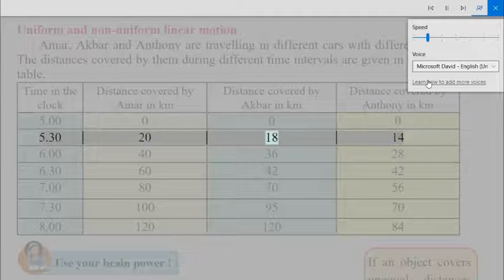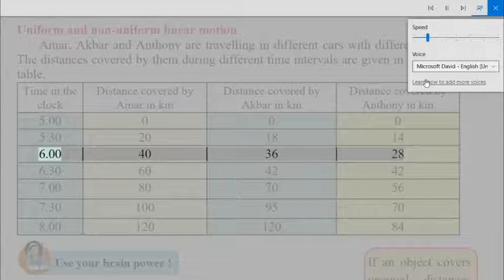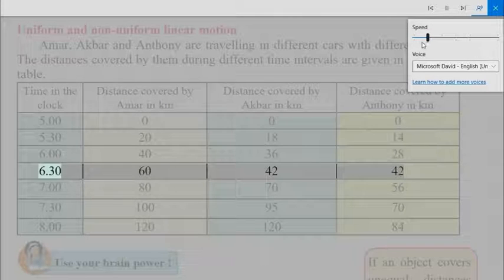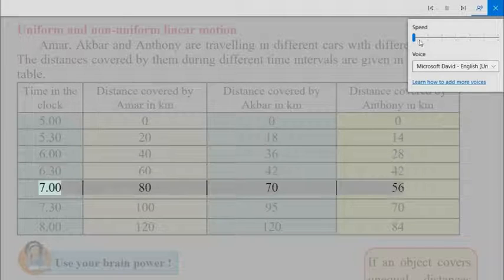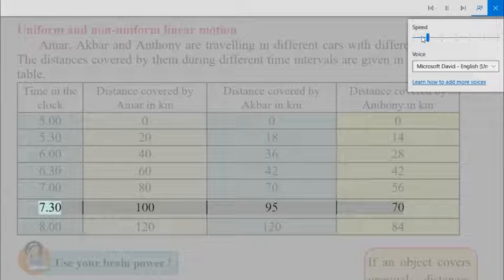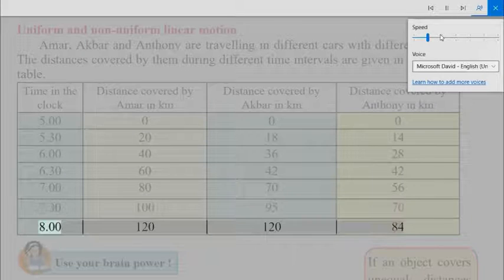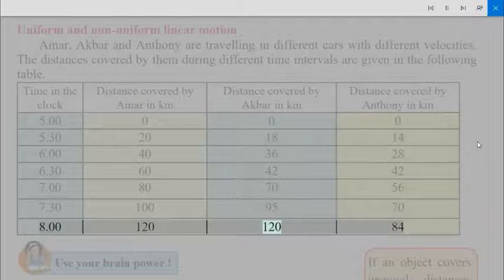5.00, 5.30, 6.00, 6.30, 7.00, 7.30, 8.00, with the distances 20, 18, 14, 40, 36, 28, 64, 42, 87, 56, 195, 120, 120, 84. Let's try this.